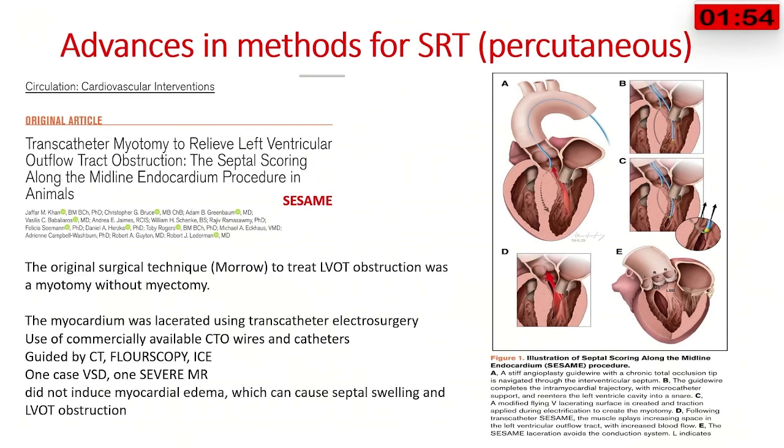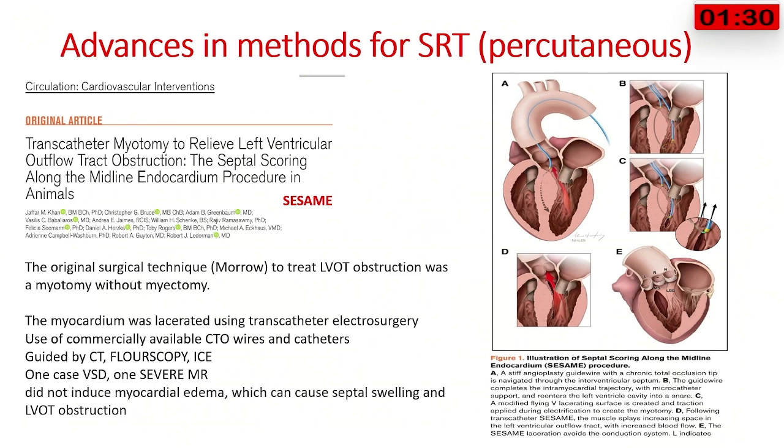We have the CSAME operation. What is the CSAME operation? It uses the original surgical technique. The original surgical technique for hypertrophic cardiomyopathy is just to make an incision in the LVOT, not to remove the muscle. So with two catheters, we can introduce them through sheaths via a femoral or radial approach.